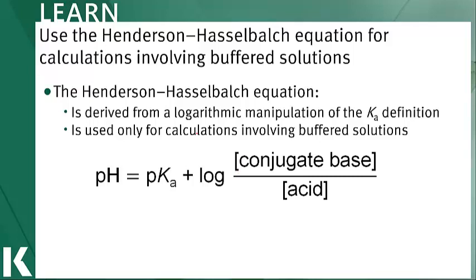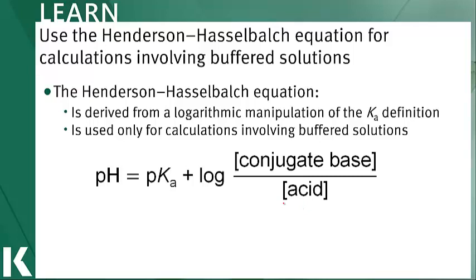And remember that Ka is telling us how good of an acid something is. The higher the Ka, the stronger the acid. The lower the Ka, the weaker the acid. For Henderson-Hasselbalch in buffered solutions, we will be using weak acids. This is used only for calculations involving buffered solutions.